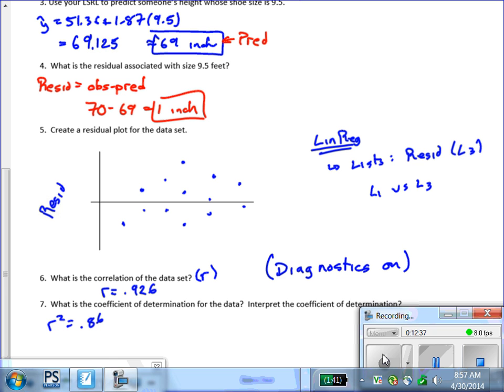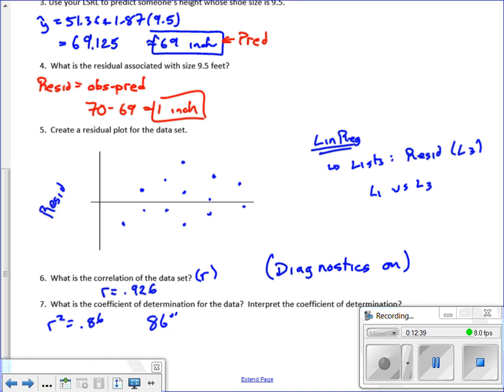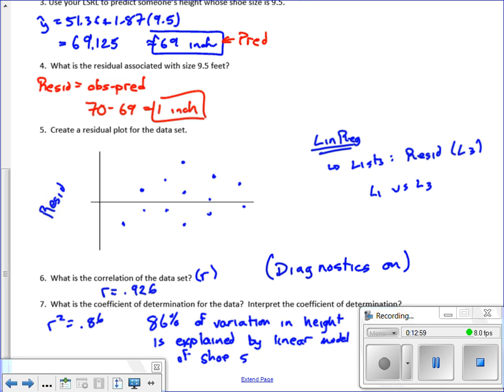To interpret that, it tells us that 86% of the variation in height is explained by the linear model of shoe size, the way that we have this set up, where shoe size was our x variable and height was our y.